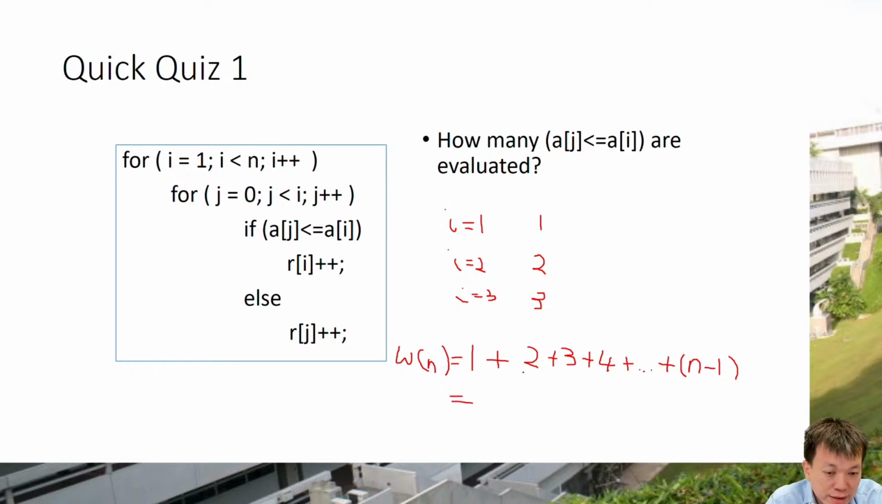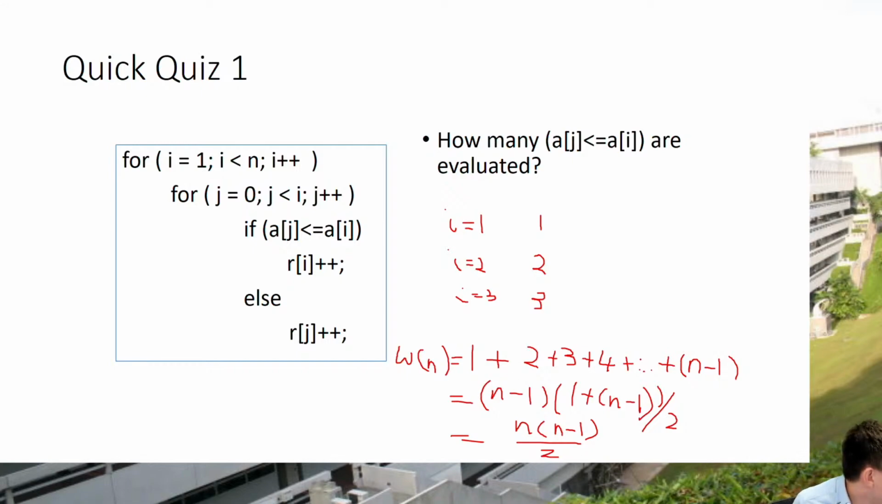So what is the answer? This is clearly an arithmetic series. 1 plus 2 plus 3 plus 4. So how many terms? I have n minus 1 terms. The first term is 1, the last term is n minus 1, divided by 2. So the answer is n times n minus 1 divided by 2. Quite close. But still no one got the correct answer.